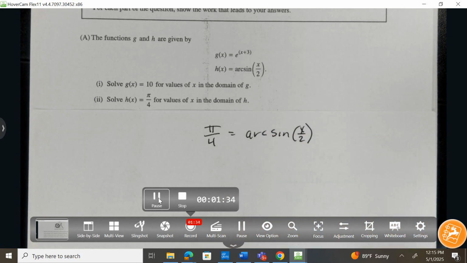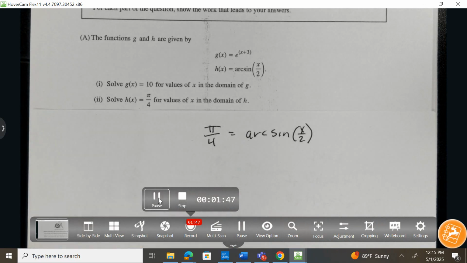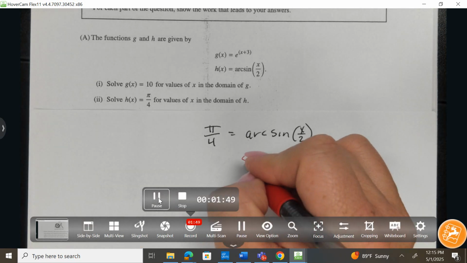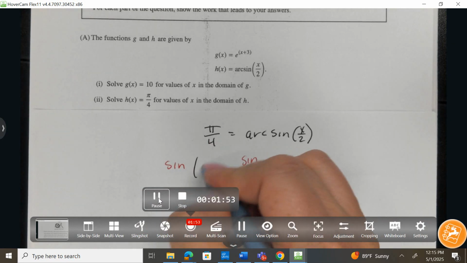Now, in order for me to remove the arc sine, just remember, like opposite adding and subtracting, opposite multiplying and dividing, these inverse operations: squaring and square root, sine and arc sine, or cosine and arc cosine. So I'm going to do the sine to the left and to the right, and I'm going to put what was all there.